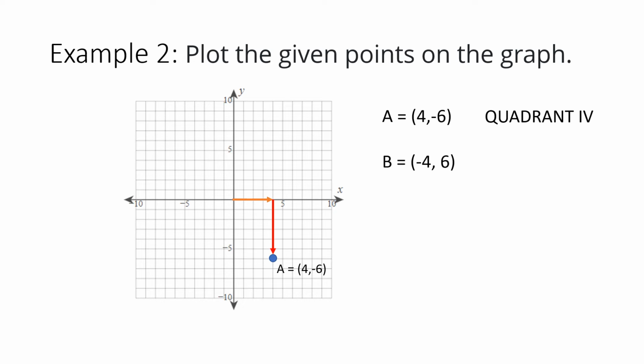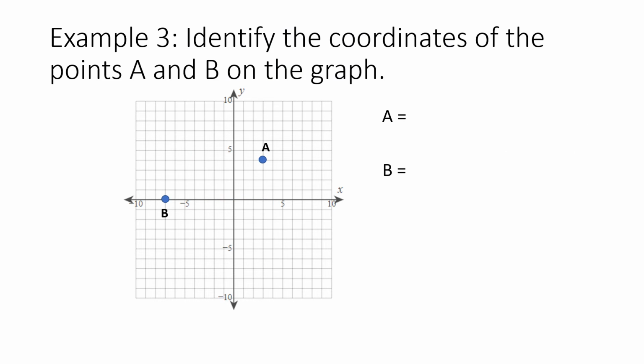And then for my point B, since my x is negative and my y is positive, it's going to be in quadrant 2. And so I'm going to go to the left 4 on my x-axis, and then I'm going to go up 6 on my y, and that's where my point B is going to be plotted, (-4, 6).